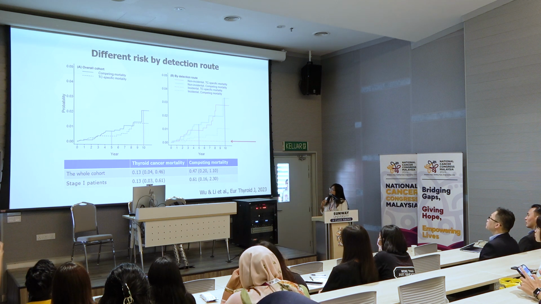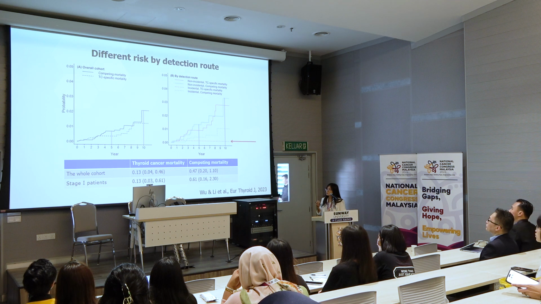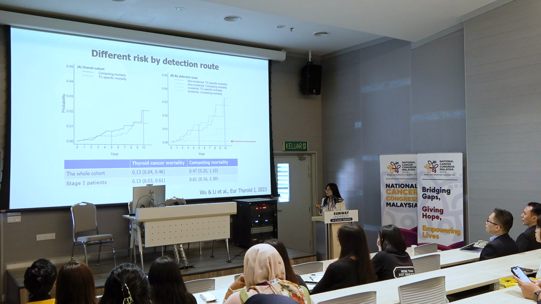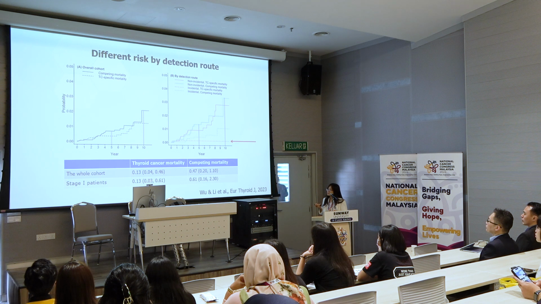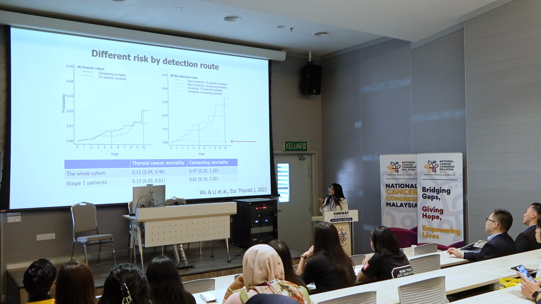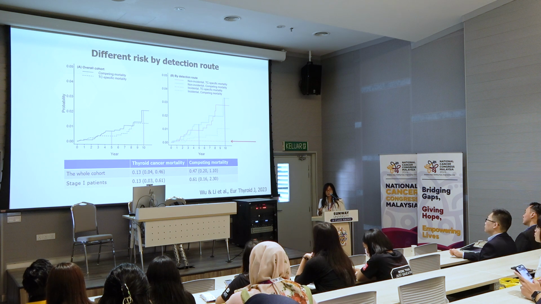We also used cause-specific hazard models to look at the impact of the detection route, and we found a very low hazard ratio for thyroid cancer mortality among those incidentally detected. Some people might argue, oh, maybe this is a benefit of early detection to reduce mortality. But when we confined the analysis to stage 1 patients, which are all early diagnosed, we found similar results, implying that the mortality risk among the incidental group is extremely low. And this also suggests that we may have diagnosed and treated a lot of indolent cancers that would not die anyway.